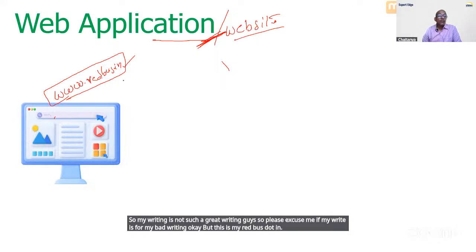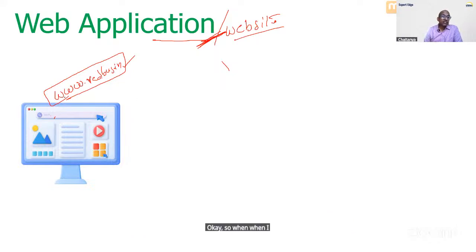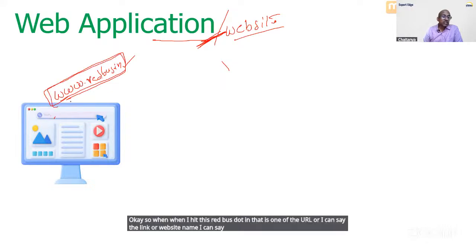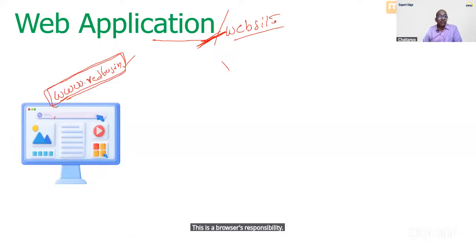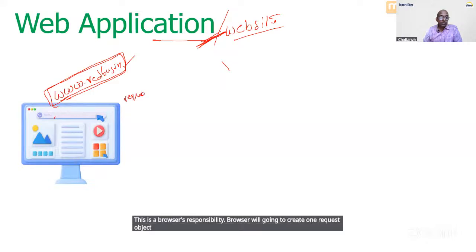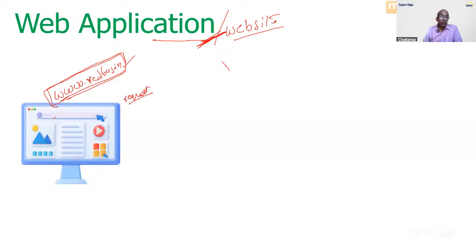When I hit this redbus.in, which is the URL, or the link or website name, what the browser will do immediately, this is the browser's responsibility, is create one request object. So what is the request?